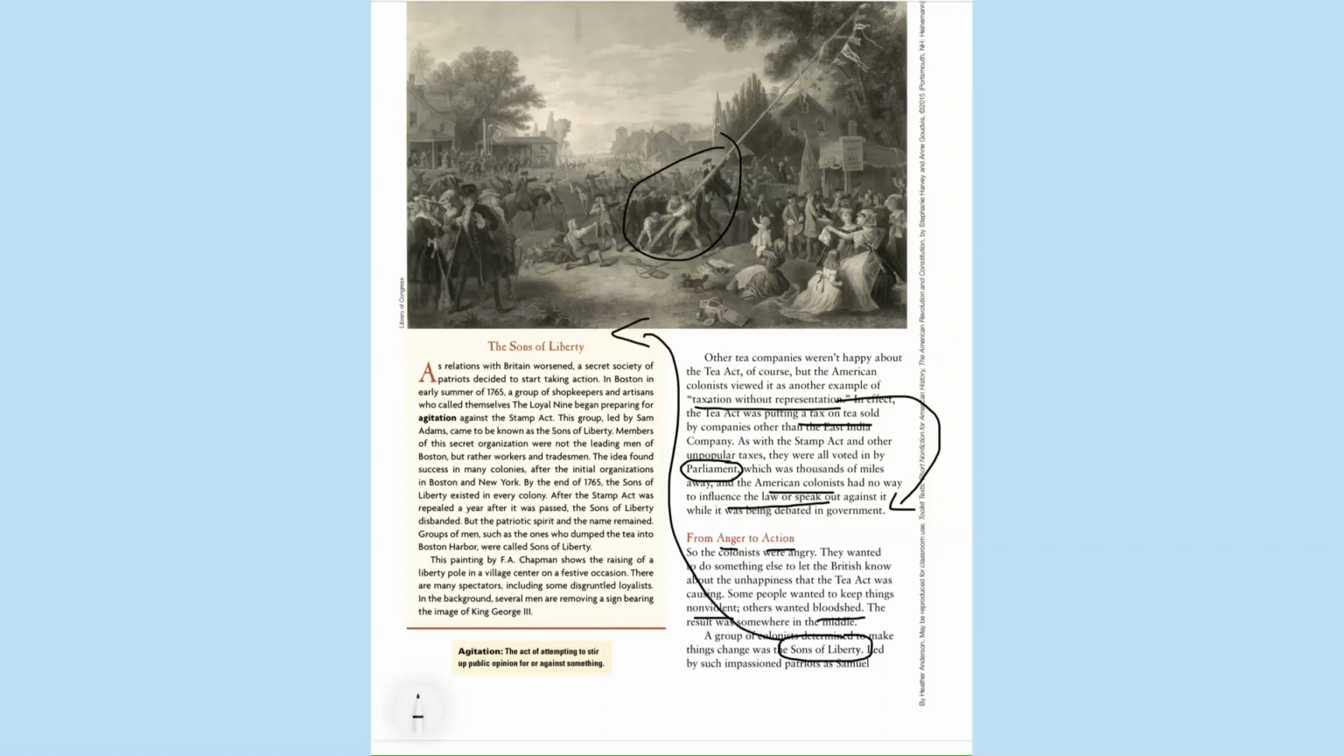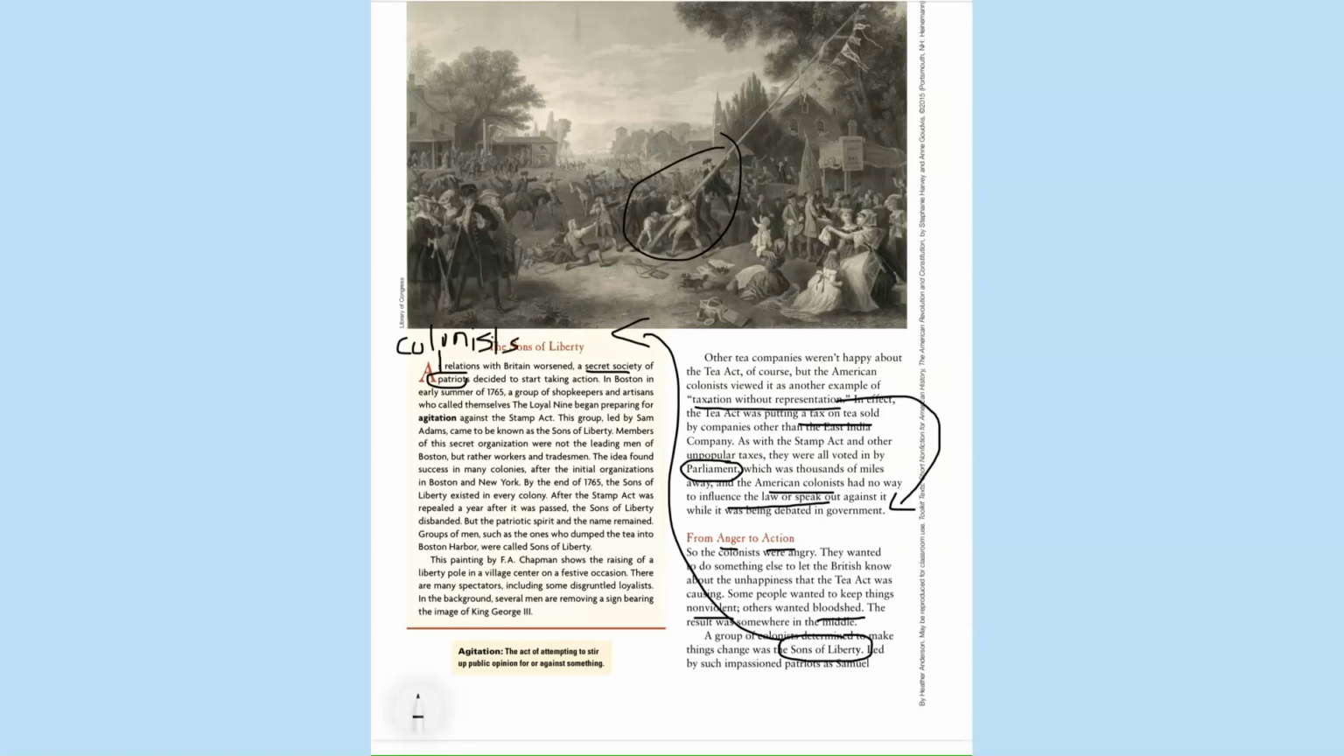So let's start reading. The Sons of Liberty. As relations with Britain worsened, a secret society of patriots decided to start taking action. Now I understand it's a secret society of patriots. And I know the word patriots is just another word that means the colonists that were against the British Crown. So I'm just going to write that.